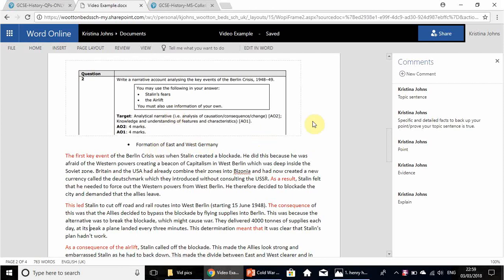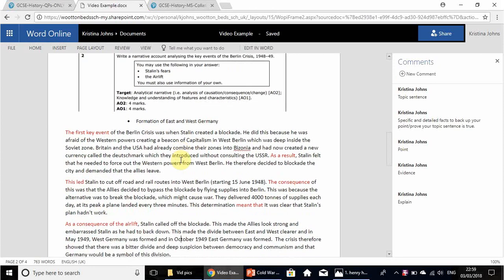Okay. So the first thing that I do when I'm actually answering this question is I'm going to write down another bullet point for what I'm going to include. So it's already given me Stalin's fears and the airlift for the Berlin crisis. You must also use your own information. So if you don't do that, then you're not going to get very good marks on this question. So you must make sure you put in something that isn't in the bullet points.